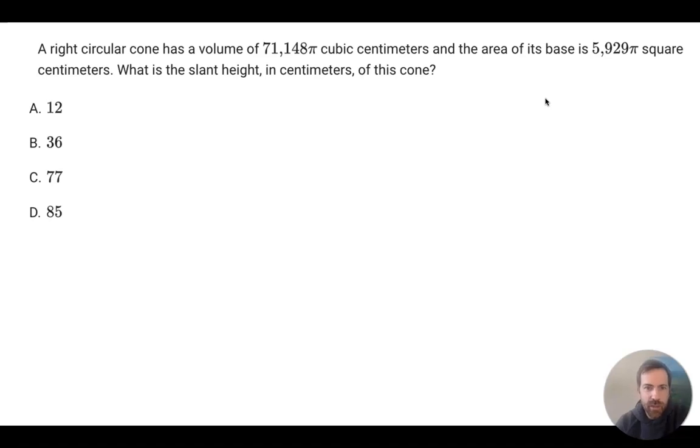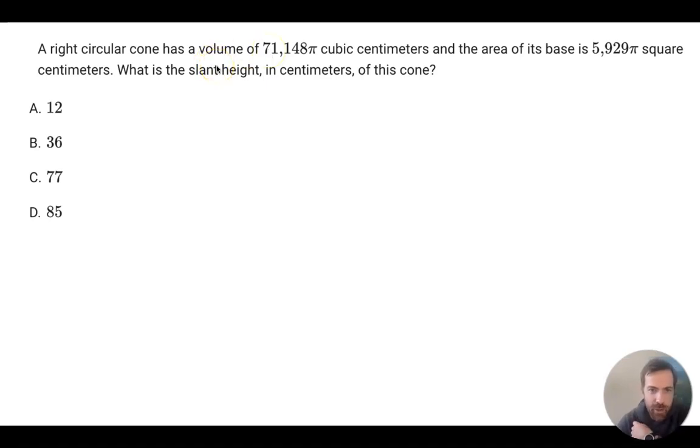This one is problem number 19 from the more difficult second math module. If we look at the problem here, it's a geometry problem. We're dealing with a cone. They give us the volume of the cone and the area of the base, and they ask for the slant height.